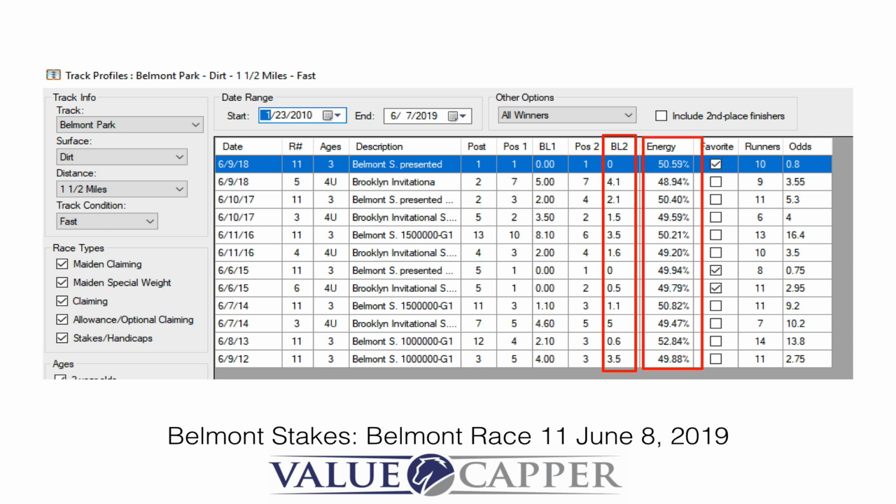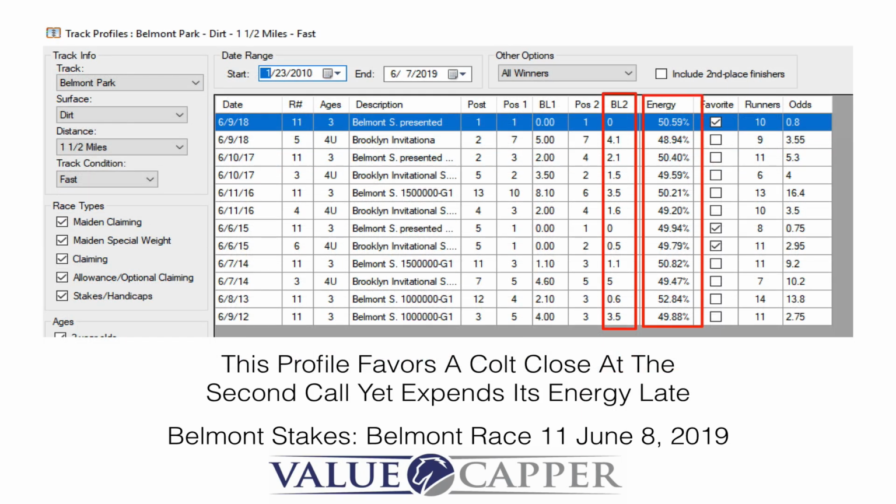And what does this tell us? This is a whole bunch of numbers, but what I like to look at is where are the winners coming from at the second call, and how do they expend their energy? Energy of 50 is very late. Below 50 is very, very late. Okay, 52 is early. Okay, so what this is telling me, this profile favors a colt that will be close at the second call. I mean, look at the second call column. 0, 4.1 in the Brooklyn. But so 0 was, of course, when Justify wired the field last year to win the Triple Crown.